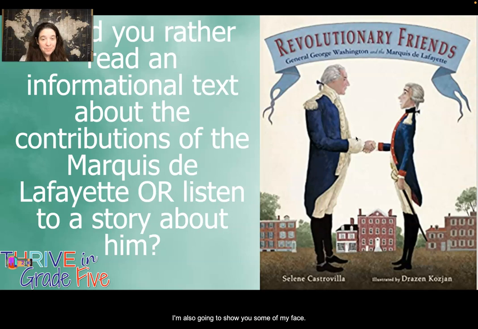This one is Revolutionary Farmer. It talks about the relationship between George Washington and the Marquis de Lafayette. And if you don't know, Lafayette was a volunteer Frenchman. He came over to help during the American Revolution. He would often spend his own money on food and supplies for soldiers. He was an amazing resource and help during the Revolution.